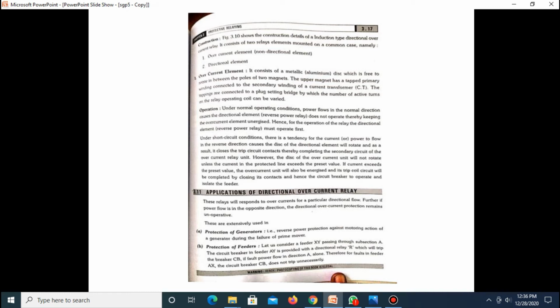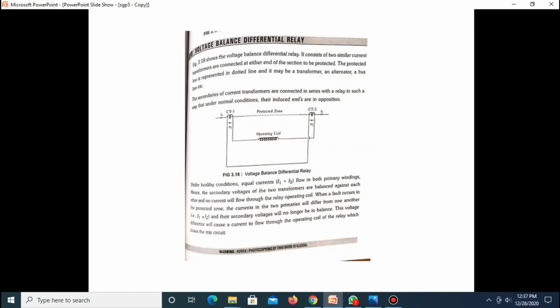Generators and feeders operate at high voltages, so these relays are used for high voltage applications. This is the induction type relay, the directional overcurrent induction relay. The response is very fast compared to other types of relay.